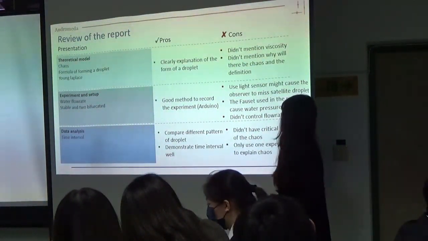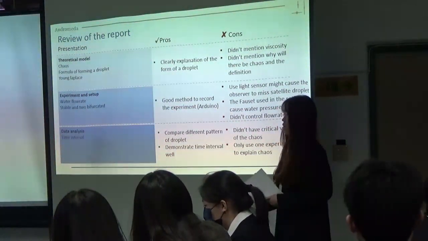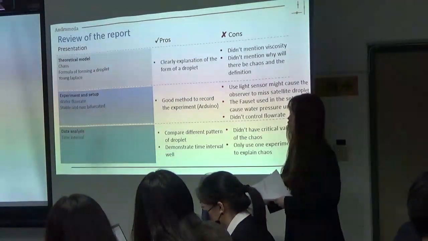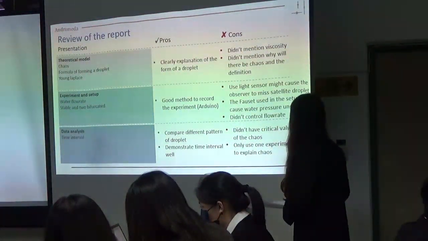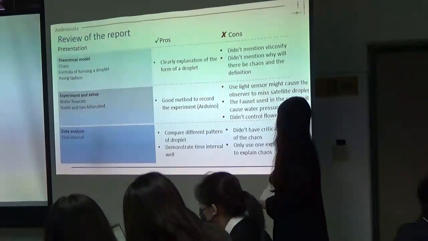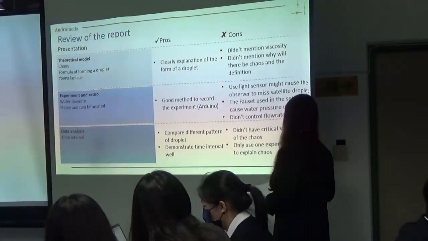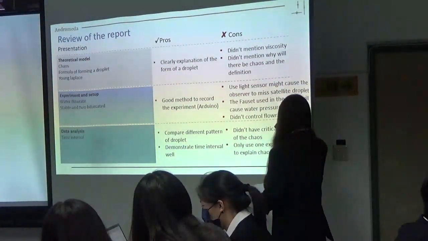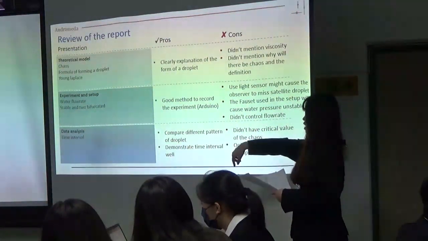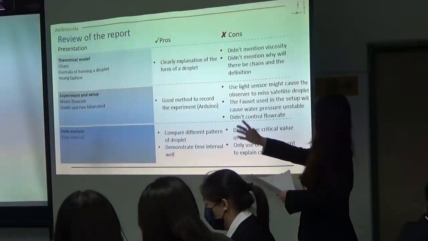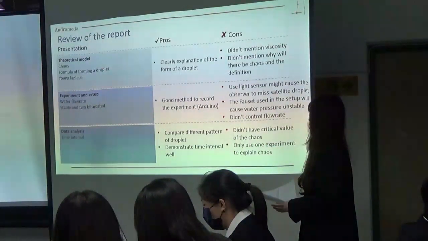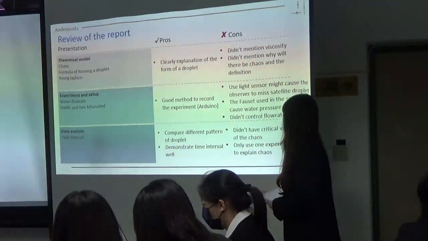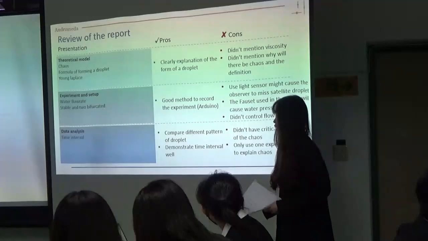I think he did a lot of data points, which I think is really sufficient to analyze the phenomenon. And for response, I think he didn't have the critical value of chaos because in his graph, I just saw 3 different parts of the time interval, but I didn't know if there is really a critical value.